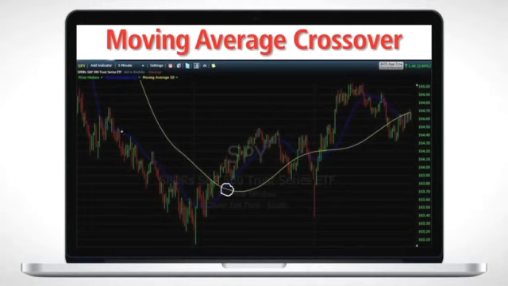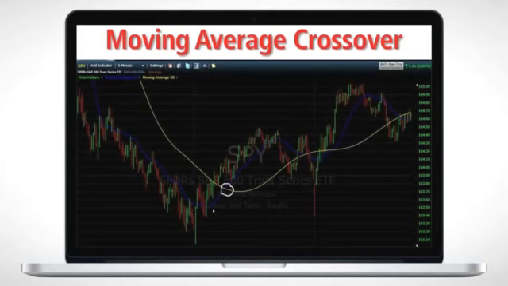Again, the blue line is the 20-period moving average, and the yellow line is the 50-period moving average. So here you see that we have a downtrend. Both the 20-period and the 50-period moving averages are downward sloping, and the asset price is below both averages.